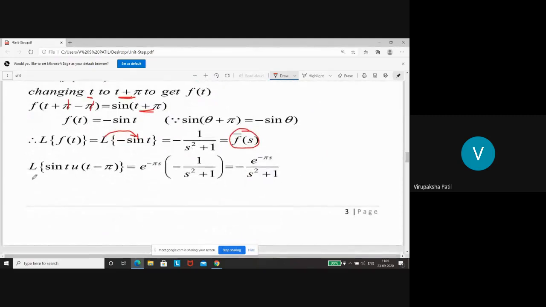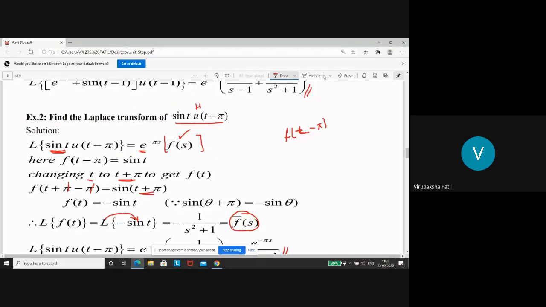Now pick up this f bar s and substitute here. So finally you will get the Laplace transform of sine t into u of t minus pi as e to the power minus pi s into bracket minus 1 divided by s square plus 1, or you can write minus e to the power minus pi s divided by s square plus 1. This is the final answer for this. Is that clear?